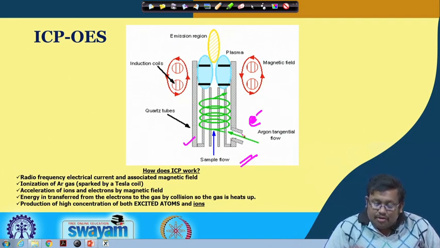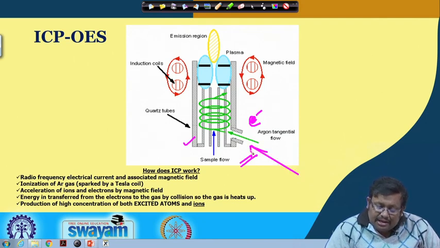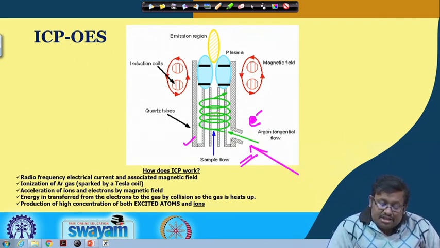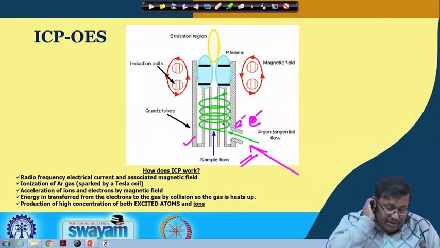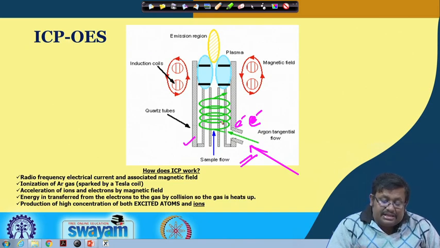Basically we are incorporating the argon here, and this argon is moving through these quartz tubes. While it is moving through these quartz tubes, we are ionizing it through a Tesla coil, which is creating electrons. These electrons move with high acceleration under the influence of a magnetic field, and as a result, high energy is transferred when these electrons collide with the gas, and the gas heats up.